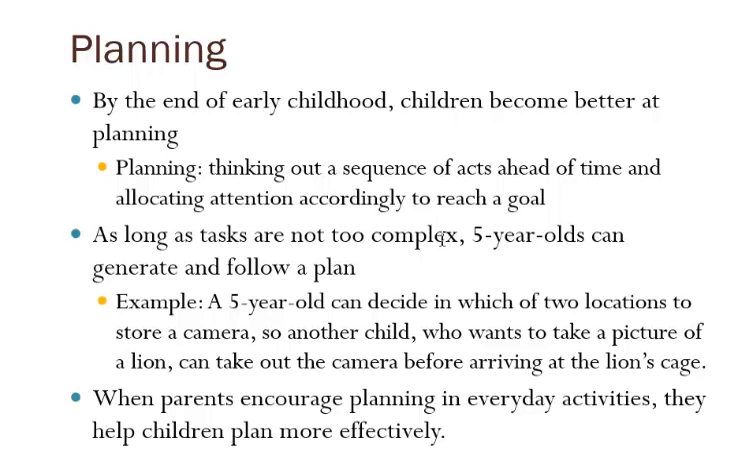So 5-year-olds are certainly capable of generating a plan. For example, a 5-year-old can decide in which of 2 locations to store a camera, so another child can take out the camera before arriving at the lion's cage. In this example, the child puts it there knowing that somebody else will come and take it later on. A 2 or 3-year-old might not be able to think that far ahead, might not be able to understand that by putting this here, some other child will come and pick it up and continue it, kind of like a relay. A later younger childhood, like a 4, 5, 6-year-old, might be able to understand. When parents encourage planning, this of course helps the children develop this skill as well.